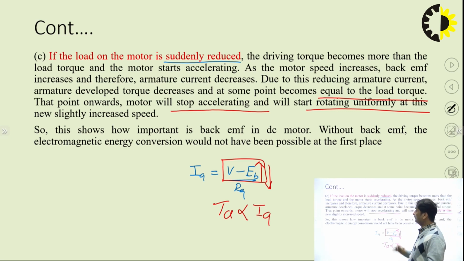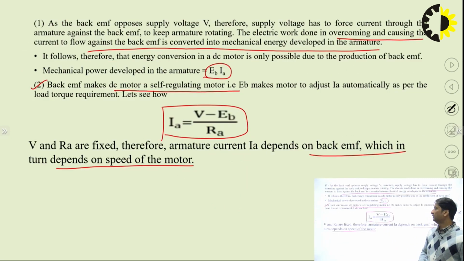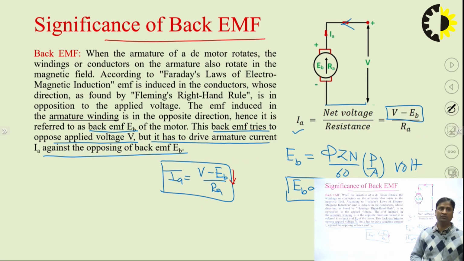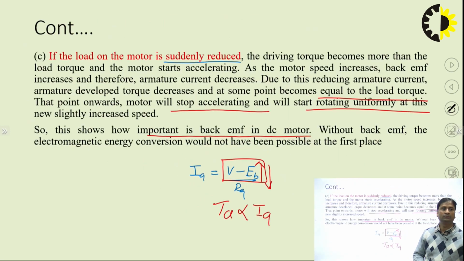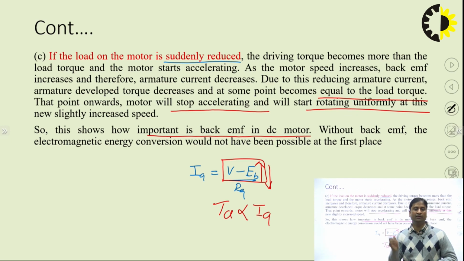So it means that this motor is self-regulating. Automatically it regulates by reducing or increasing the armature current, so that the torque reduces or increases. This shows the importance of the back EMF in the DC motor. That's why this is a very important concept to understand, the significance of the back EMF. So these are the three cases that we discussed here as the significance of the back EMF.